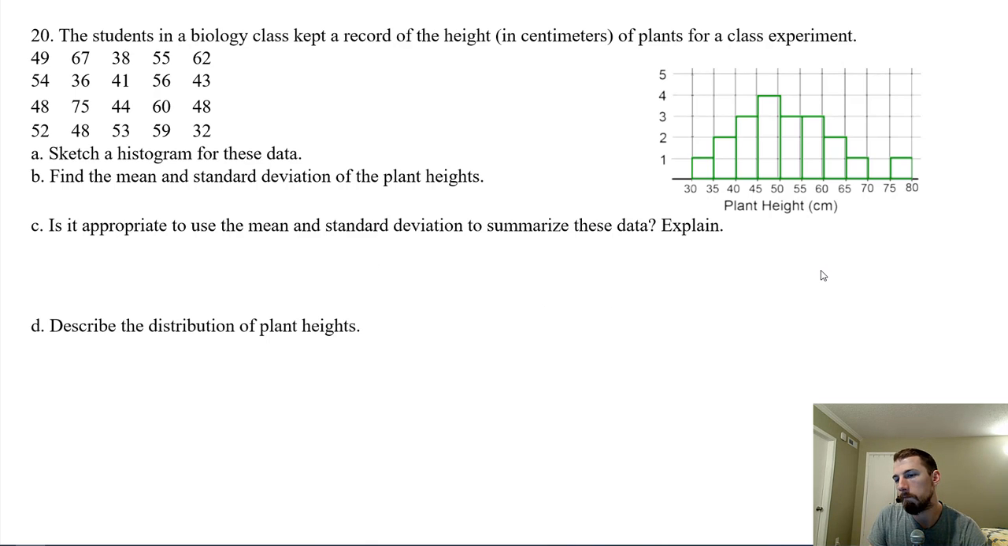Personally, I don't know what I would do. I would probably go ahead and use mean and standard deviation, as long as I told you that I thought it was roughly unimodal and symmetric.